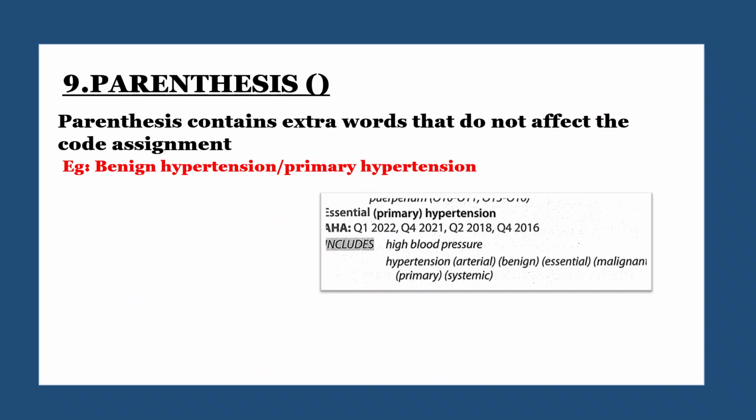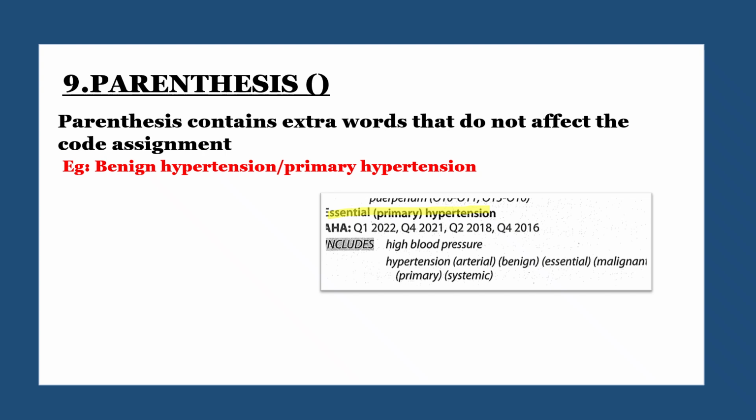Parenthesis. Parenthesis contains extra words that do not affect the code assignment. For example, if the document states benign hypertension or primary hypertension, you can have a look here in the picture, essential, or in the brackets you can see primary hypertension. So if the document states primary hypertension, you have to code the code beside the primary hypertension. Even if it is present as essential hypertension, this parenthesis word will not affect the code or the assignment.